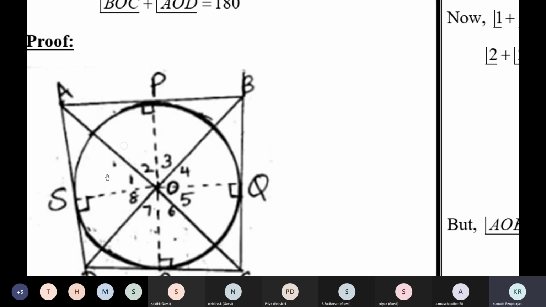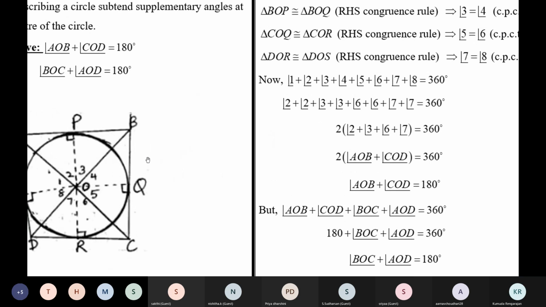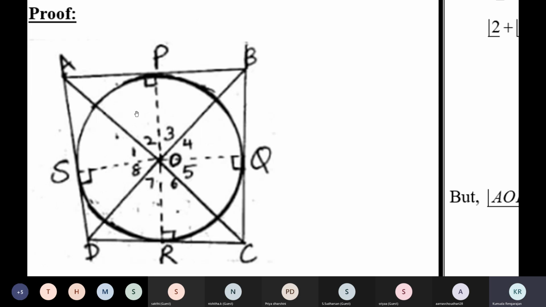So when you show that these two triangles are congruent, angle 1 is equal to angle 2, CPCTC. When you show that this triangle is congruent to this triangle, CPCTC, angle 3 is equal to angle 4. Similarly, CPCTC, from the congruency of these two triangles, angle 5 is equal to 6, and from these two triangles, angle 7 is equal to 8. Angle 1 is equal to 2, 3 is equal to 4, 5 is equal to 6, 7 is equal to 8.